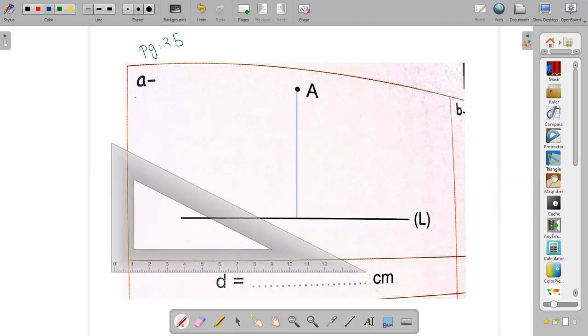When I finish, we have to write this symbol, because it forms a right angle, because it's perpendicular. So this symbol means these two lines are perpendicular. They form a right angle. This is the perpendicular line.